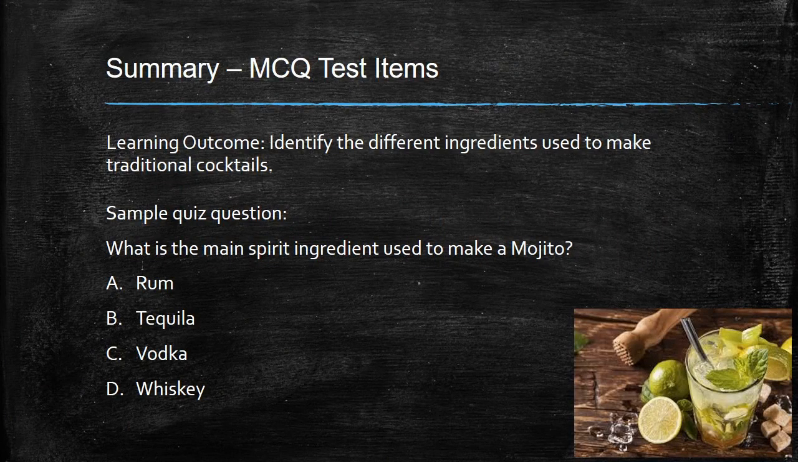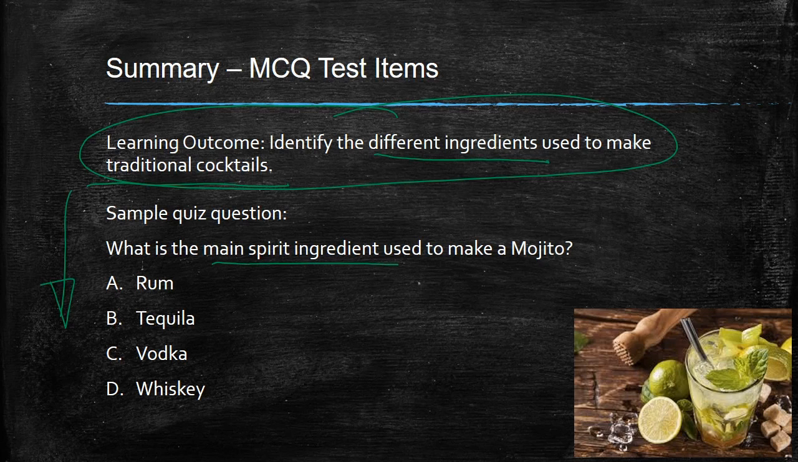Now let's recap. First and foremost, we have to recall what our learning outcome is for the session. In this case, identify the different ingredients used to make traditional cocktails. We have to do this before we can begin writing our test items. So now we go down and we see a question. What is the main spirit ingredient used to make a mojito? This is known as the question stem.